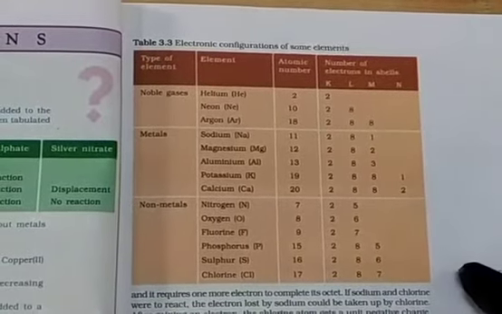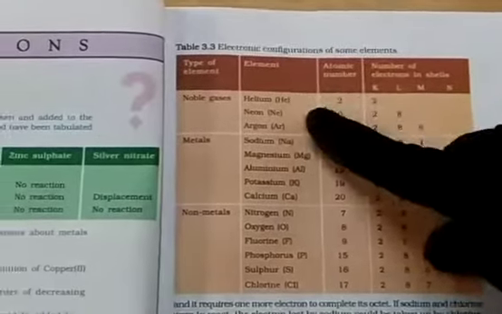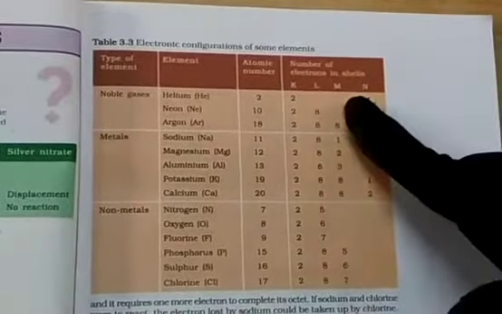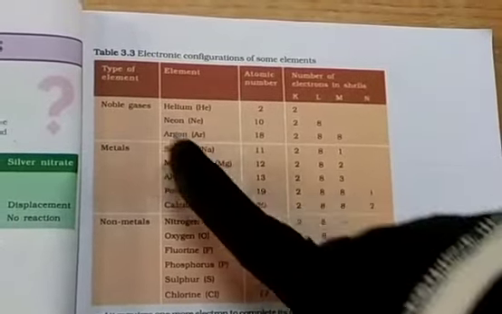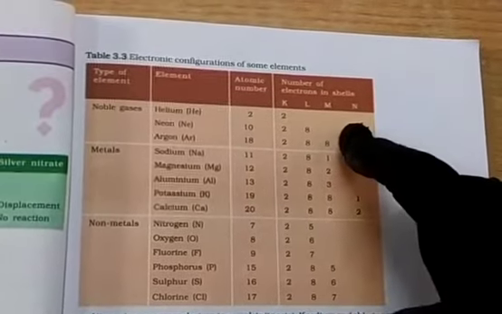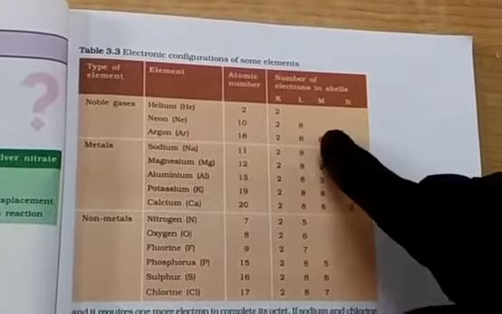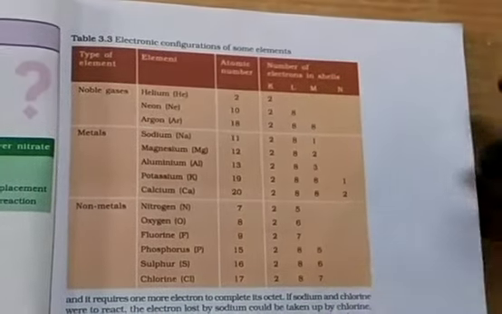As you can see in your book, page number 47, table 3.3, this shows the electronic configuration of some elements. What is the meaning of noble gases? Noble gases are helium, neon and argon. Why is it said to be noble? Because it is non-reactive. It will not react with metals.